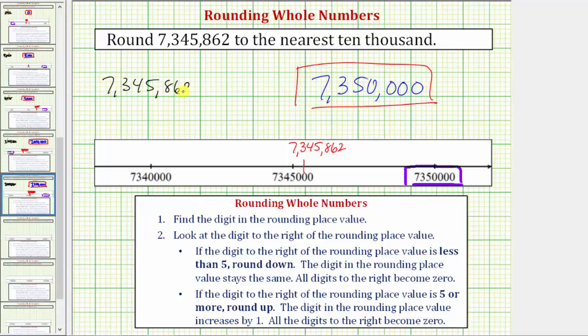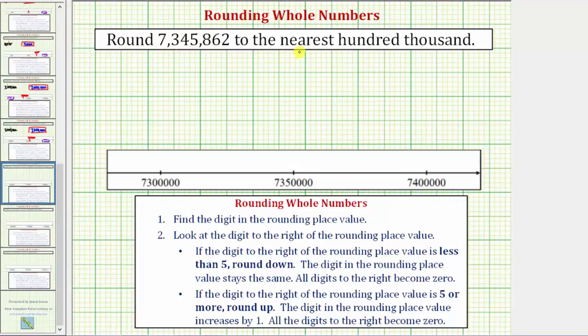Using our formal rules, step 1, we find the digit in the rounding place value, which in this case would be the 4 in the 10,000s place value. Step 2, we look at the digit to the right of the rounding place value, which in this case is the 5 in the 1,000s place value. And because we have a 5 here, and 5 is 5 or more, we round up. The digit in the rounding place value increases by 1, which means we increase the 4 in the 10,000s place value to a 5, and all digits to the right become 0. So we have 0, 0, 0, 0, which does give us 7,350,000. Let's look at at least one more example.